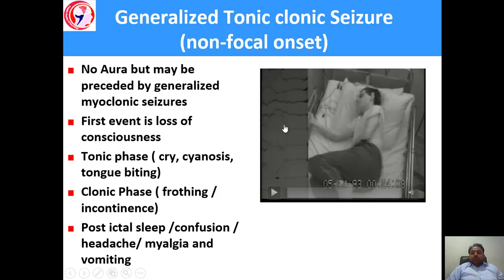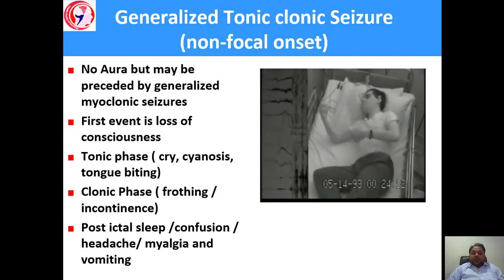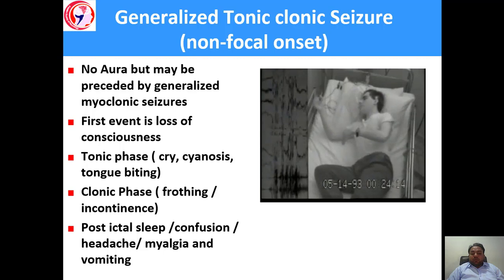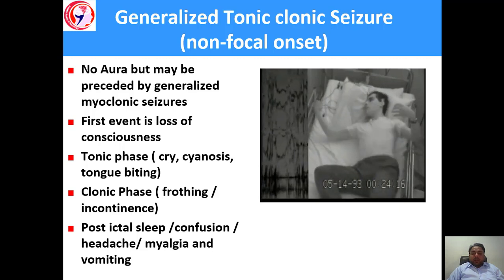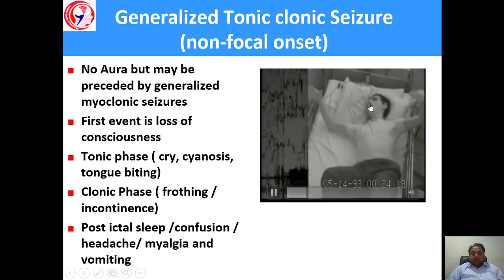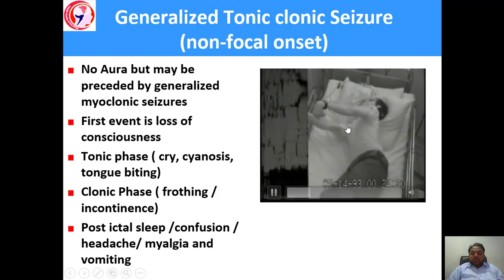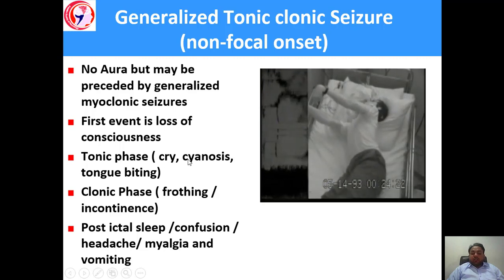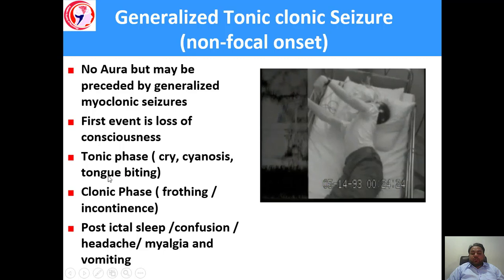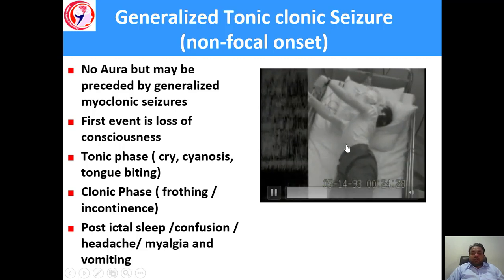This is the video of a patient with a generalized tonic-clonic seizure. So let's see what happens over here. First, there are a few myoclonic jerks, and then this is the tonic phase, during which there is a cry, there is cyanosis, or there is tongue biting. The tonic phase of the generalized tonic-clonic seizure.